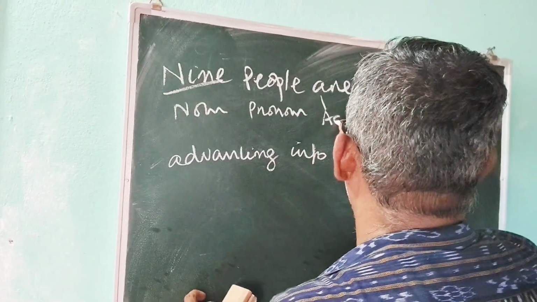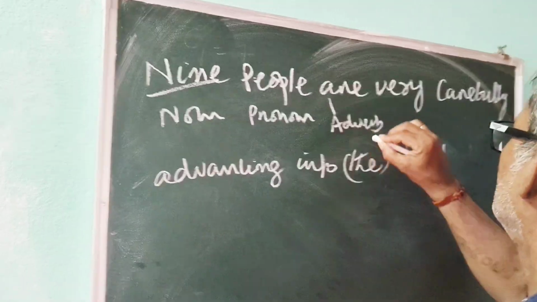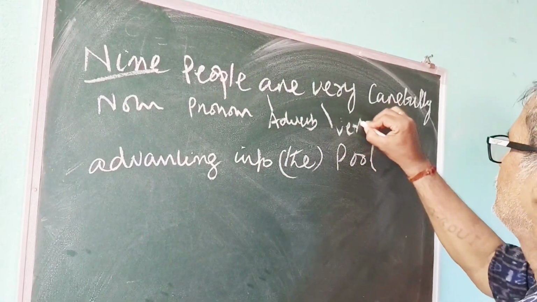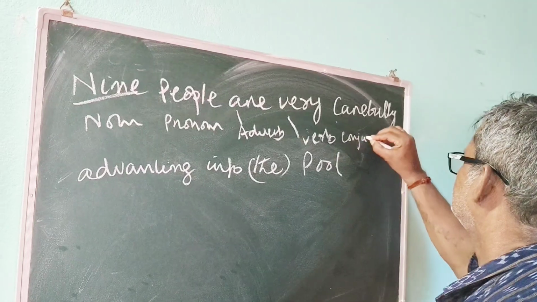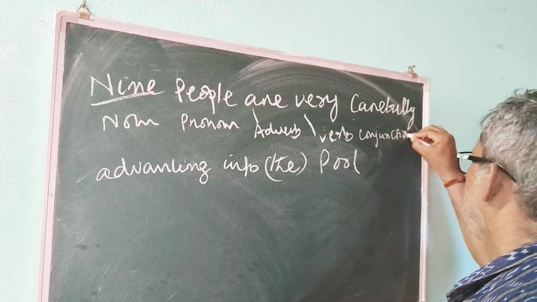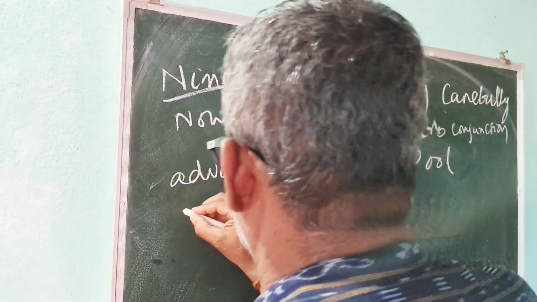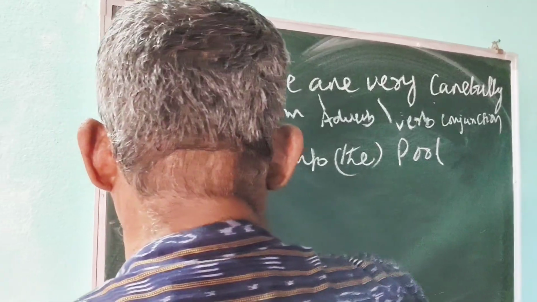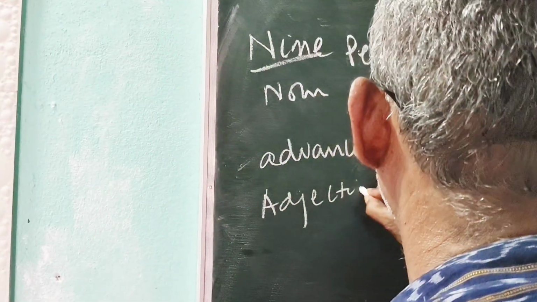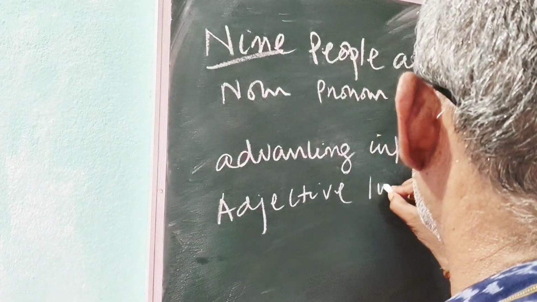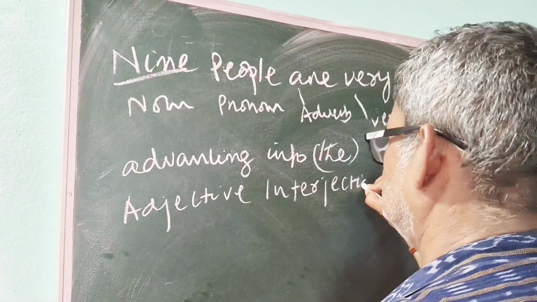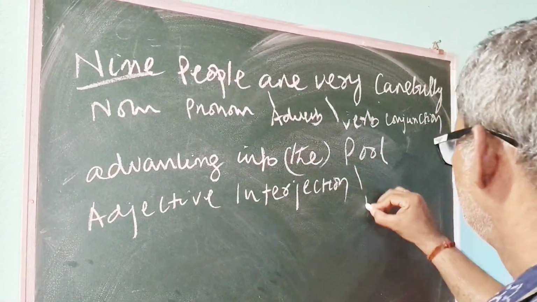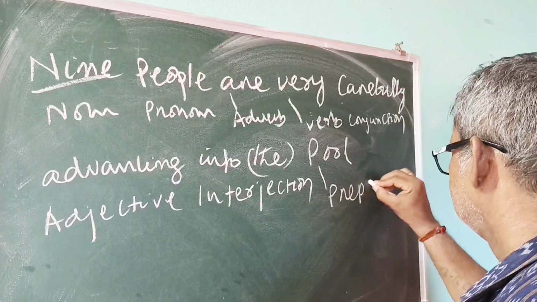So in 9, N stands for noun, P for pronoun, A for adverb, V for verb, C for conjunction, A for adjective, I for interjection, P for preposition.